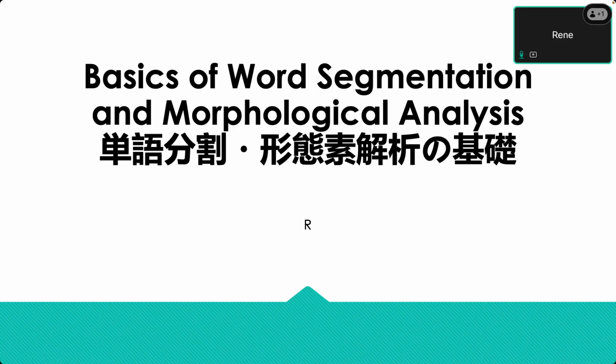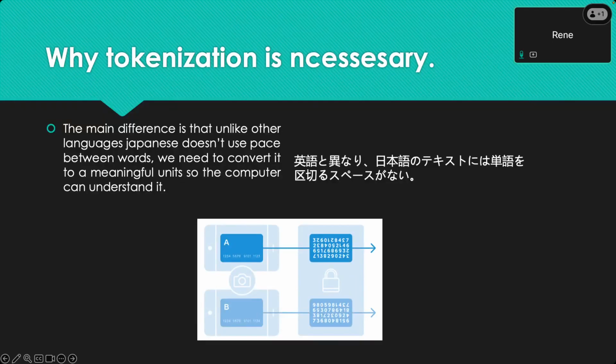First, just some basics. Why is tokenization necessary? We all know that even though we understand text, the computer technically doesn't understand text. We need to give it enough information for it to understand it correctly. And so for that, we need to convert the text to meaningful units so the computer can process it and analyze it.